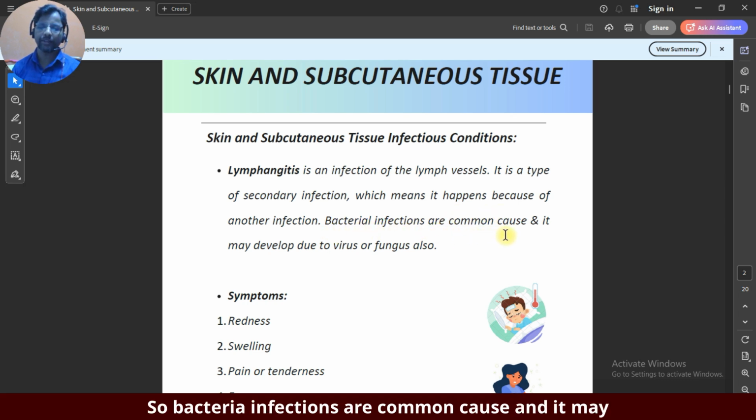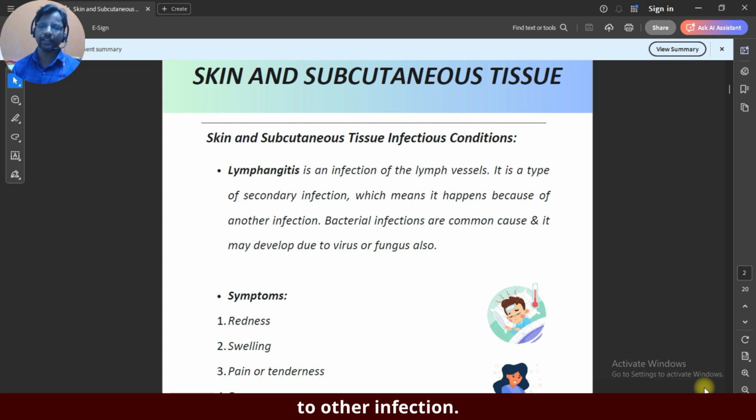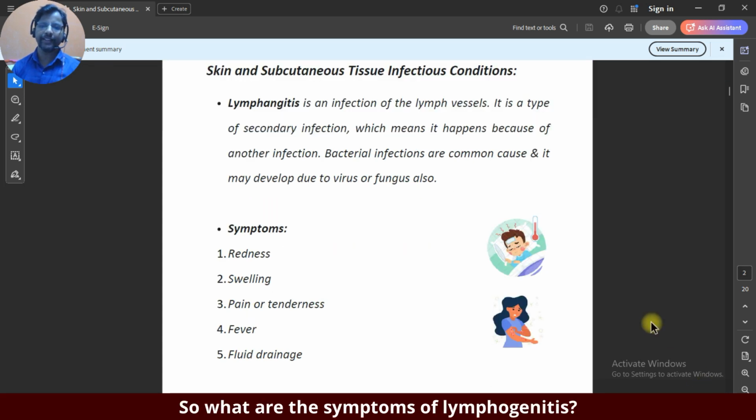Bacterial infections are a common cause, and it may develop due to virus or fungus also. Here we need to divide this word: itis means inflammation, and lymphangio refers to lymph vessels. Basically, inflammation of the lymph vessels is lymphangitis. Most of the time lymphangitis occurs due to another infection, so it is a secondary infection. What are the symptoms of lymphangitis? Redness, swelling, pain or tenderness, fever, and fluid drainage from the lymphangitis area.